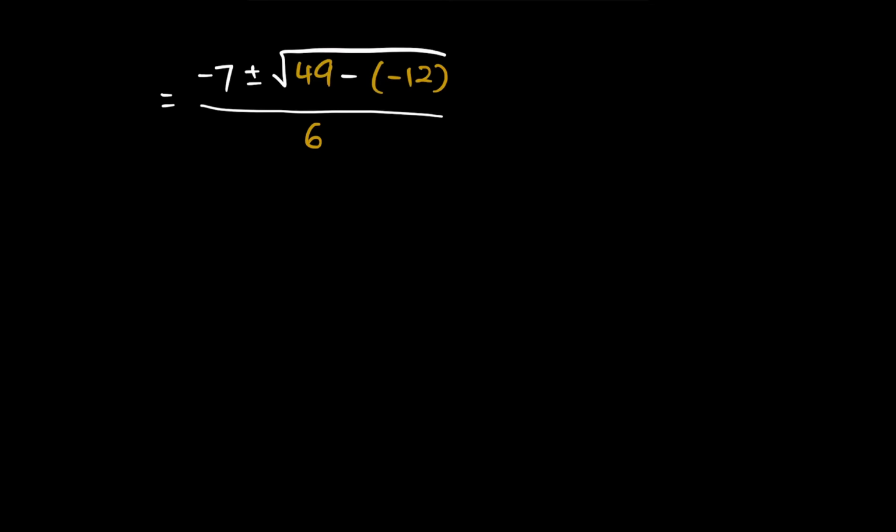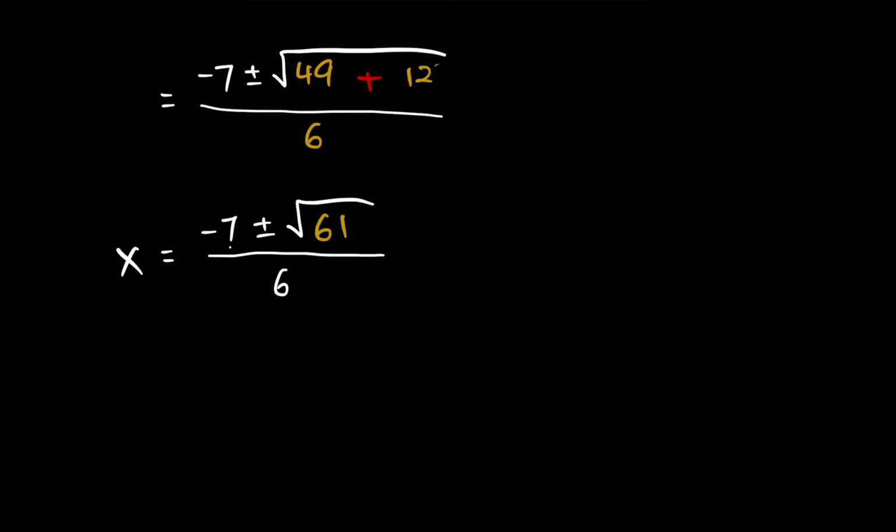Now we can add up the stuff inside the square root. So we have negative 7 plus or minus the square root. And over here, notice that we have a negative, right? 49 minus minus 12. So we can change that minus into a plus, right? So 49 plus 12 just gives you 61, right? And of course, we just take that and divide it by 6. So that is pretty much our answer.